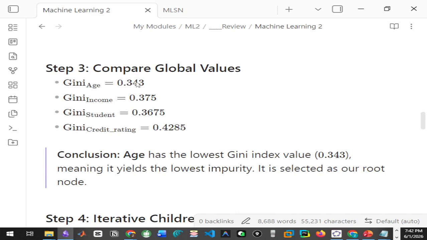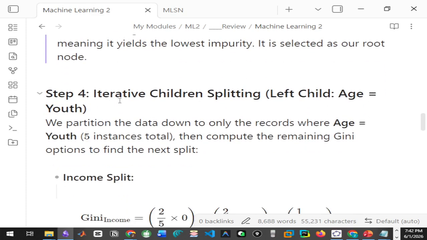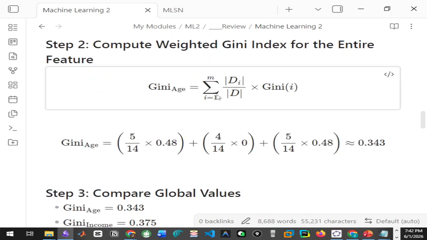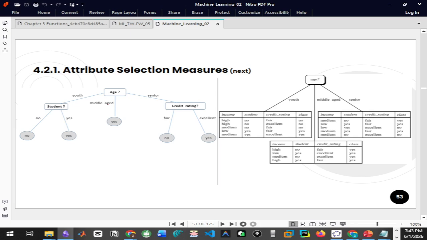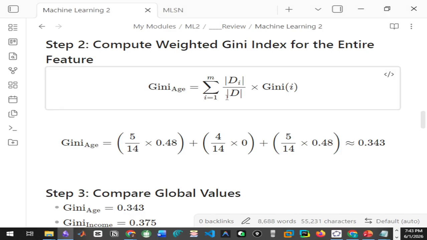You remember, for information gain, the higher the better, but for Gini index, which one is the lowest? It's clear, it's the 0.343. This is a 0.3736, so we pick the Gini of age. Now, as you remember, the process will continue and it will not stop here, after we finish this one is better.